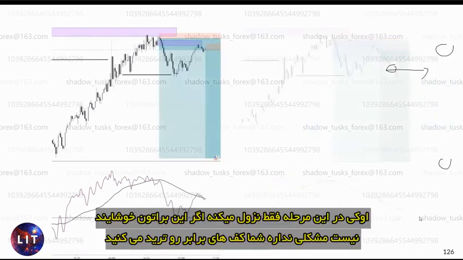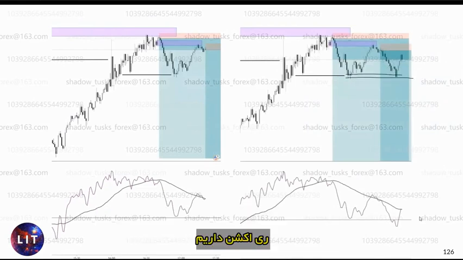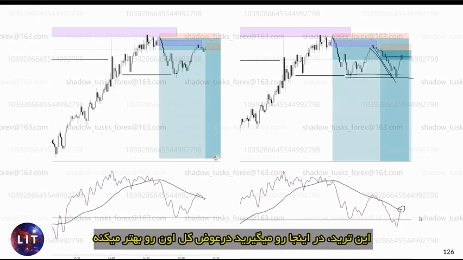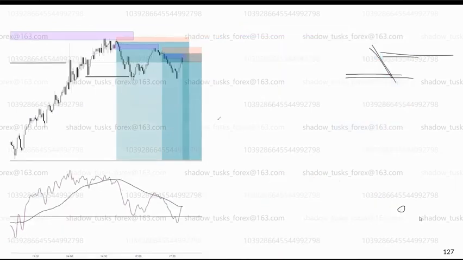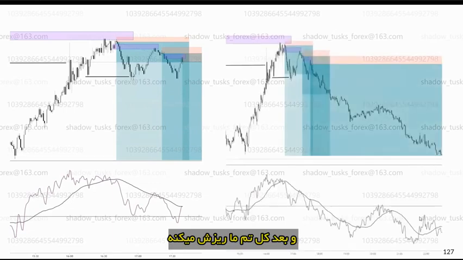Okay, it just continues lower at this stage. If you don't like this one, no problem. You're trading the equal lows reaction, same thing. Now you're getting a perfect LIT in here, and taking this trade instead makes the whole thing nicer. There's your reaction, there's your mitigation of the equilibrium, and then the whole thing just flew down.